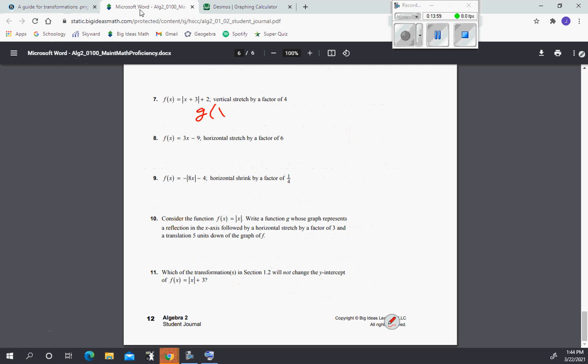So g of x equals 4 times the absolute value of x plus 3 plus 2. And I'll give you 1 second. Okay, I just wanted to double check, make sure we didn't mess up there. So we're good. There's our vertical stretch by a factor of 4.